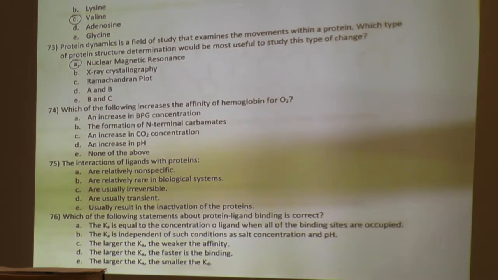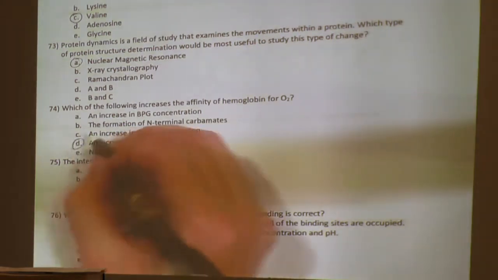74. Which of the following increases the affinity of hemoglobin for O2? So if the Bohr effect refers to a decrease in affinity during a decrease in pH, what's going to increase the affinity? D? Yeah, it's going to be D as in dog. An increase in pH is going to increase your affinity for oxygen.